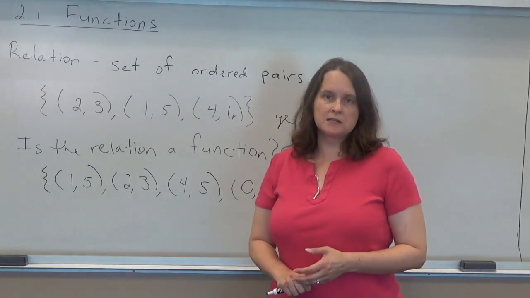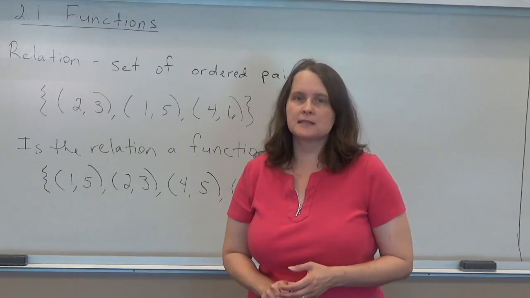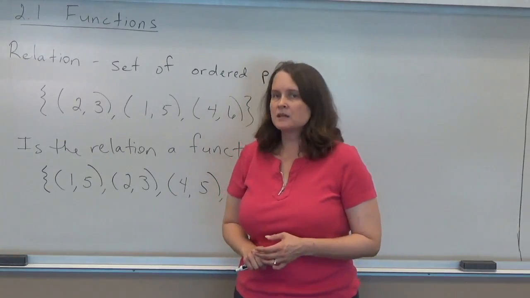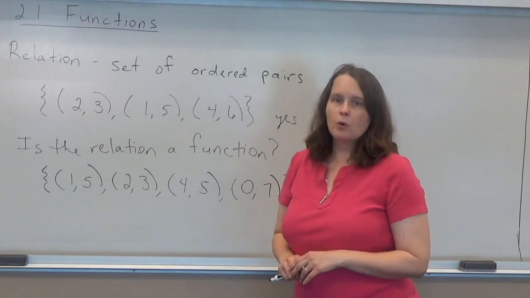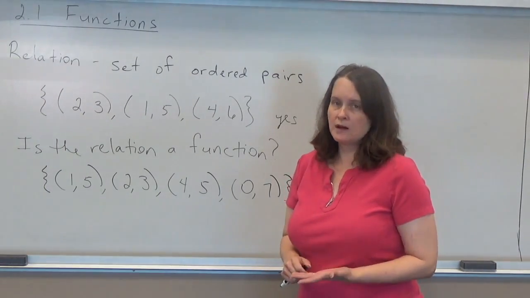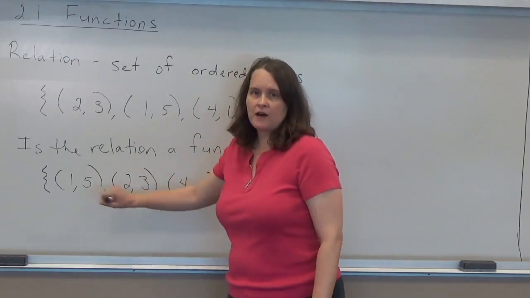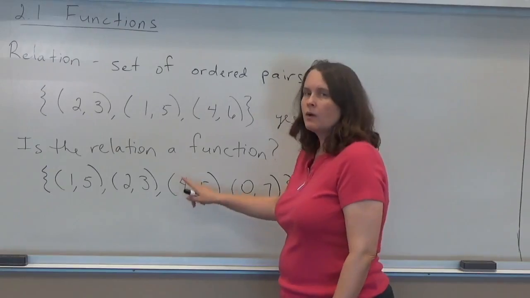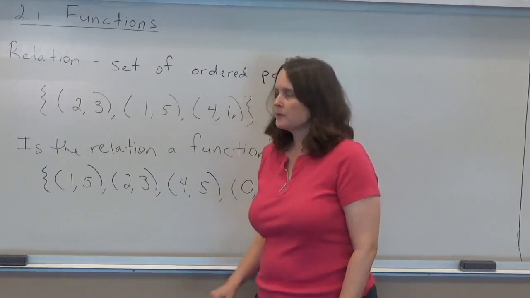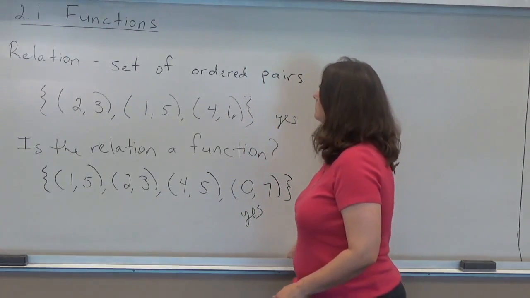So if you read the definition of a function, it states that each x value is matched with exactly one y value. So again, unless you've got an x value that's not being matched with anything, or unless you've got an x value that's getting matched with more than one y value, you've got a function. Okay, so when x is 1, y is 5, and when x is 4, y is 5, but it's still exactly one y value associated with each x. So this one is yes, this one is a function. Okay, let's look at another one.